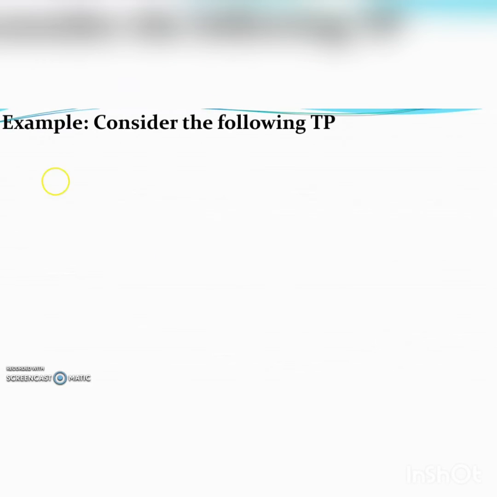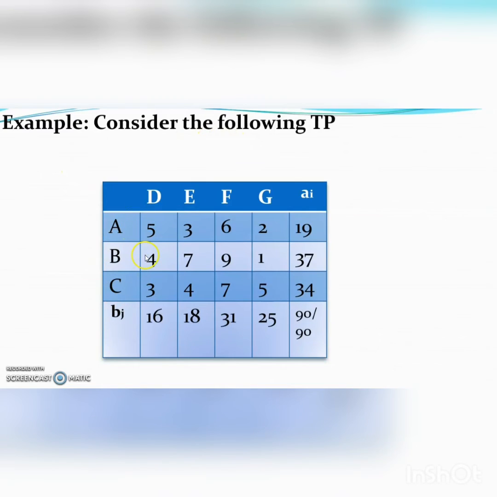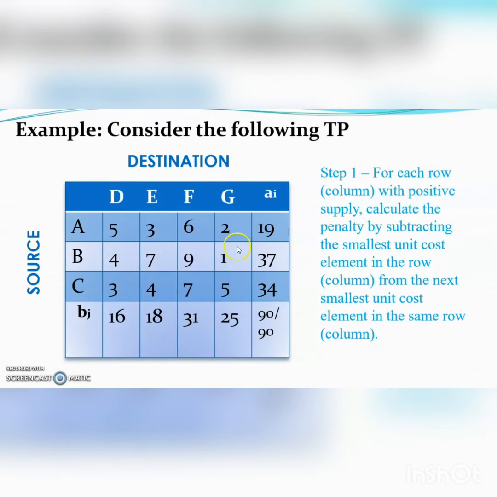Let us start with an example. Consider the following transportation problem. Here there are 3 sources and 4 destinations. The a_i's are the availabilities at the sources and the b_j's are the requirements of the destinations. Here we see that the sum of the availabilities is equal to the sum of the requirements. So the given problem is a balanced transportation problem. Let us calculate the penalties for each row and each column.